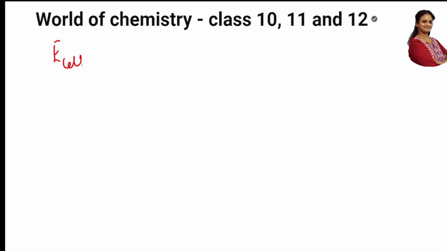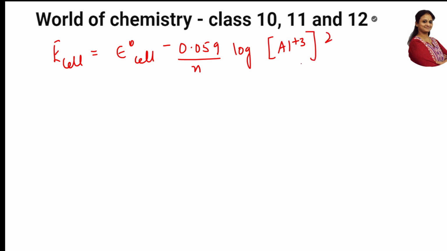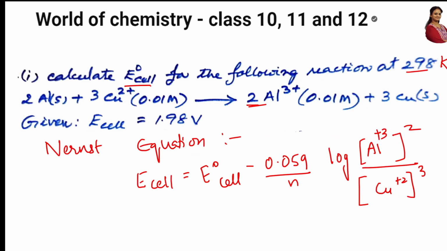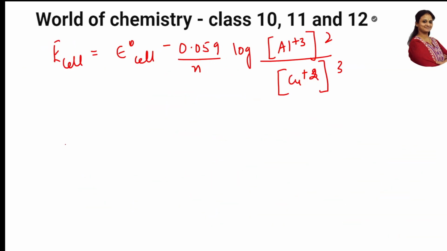E cell is equal to E naught cell minus 0.059, I'm again writing the equation, divided by n, log of the concentration of Al plus 3 over Cu plus 2. How many coefficients are there? In the case of aluminium the coefficient is 2, and in the case of copper plus 2 the coefficient is 3. Right? That is the equation. Copper coefficient is 3. Done. I wrote it correctly. Substitute.